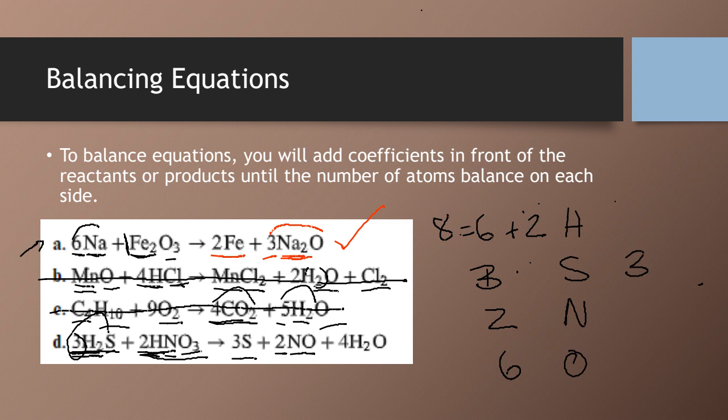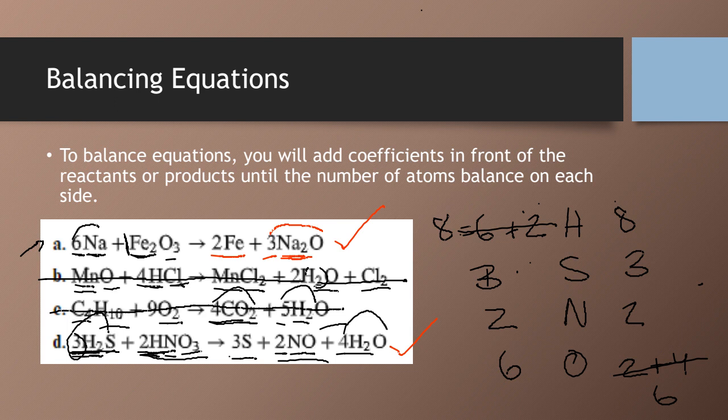Now on the right-hand side, 3 sulfurs. We have 2 nitrogens and 2 oxygens here. And then 8 hydrogens and another 4 oxygens for a total of 6. And so all of these check out. And this one, after a couple of mistakes, this one's okay.